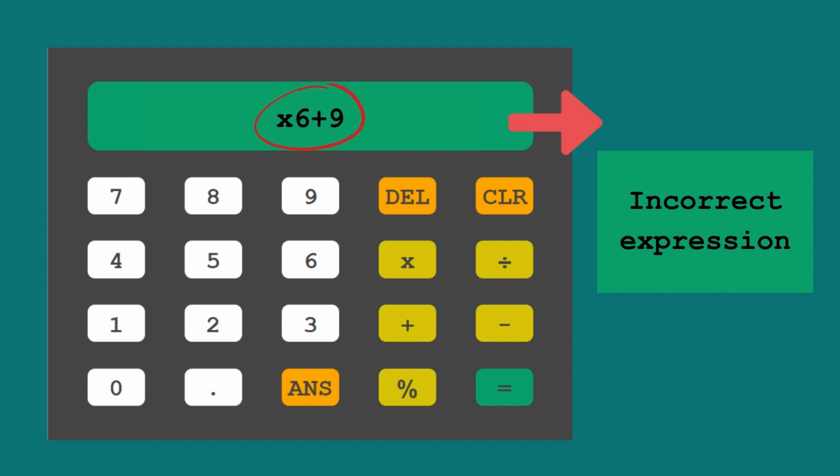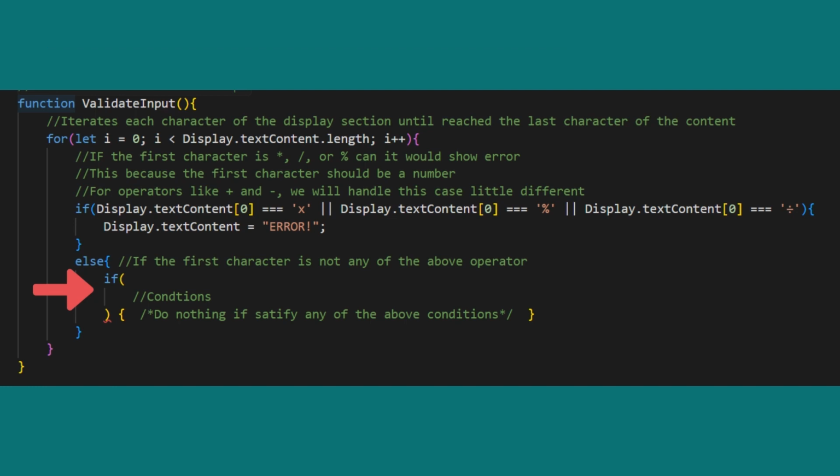Since multiplication or division occurs between two numbers, and for that the first character must be a number and not an operator. Else, when the first character is not any of the above operators, it checks for certain conditions to validate the user input. If the condition is satisfied, it is a valid expression, so do nothing, otherwise, display error.